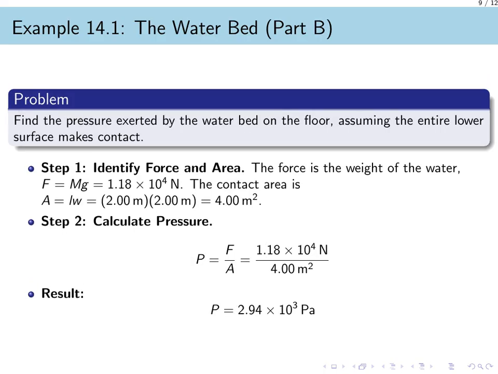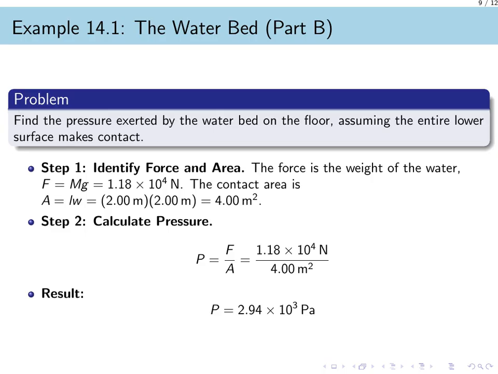Now that we have the weight of the water, we can find the pressure it exerts on the floor. Pressure is defined as the force applied perpendicular to a surface, divided by the area over which the force is distributed. In this case, the force is the weight of the water, which we found to be 1.18 times 10 to the power of 4 newtons.